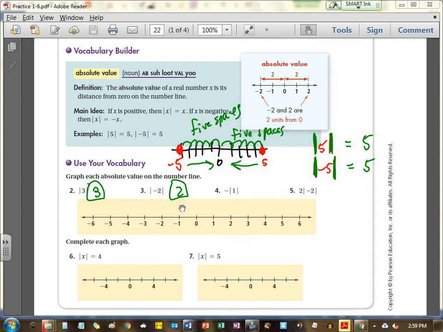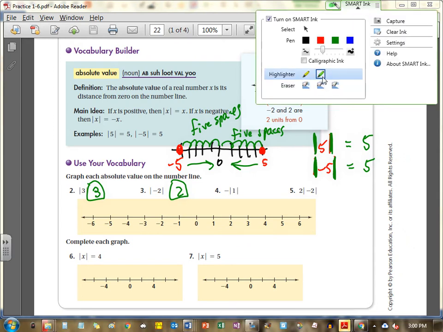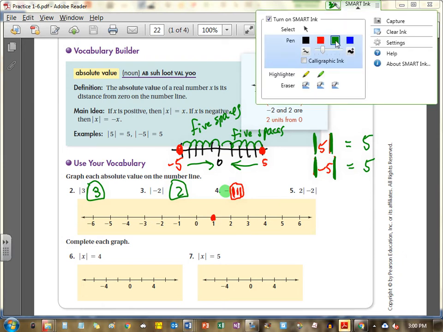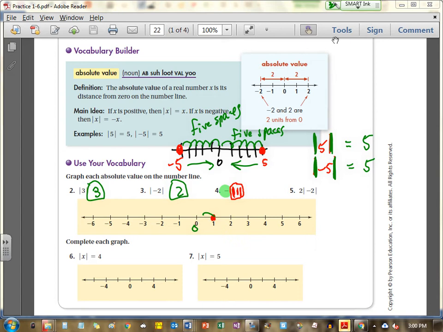Okay, this next question though has another negative in it. So you see this negative right here. I want you to ignore it for just a second. We have to figure out this part of the problem first. It says absolute value of 1. Okay, so first we're going to figure out what absolute value 1 is. That's easy. Put a dot here and count the spaces back to 0. I think it's 1. 1 space. So the absolute value of 1 is 1.